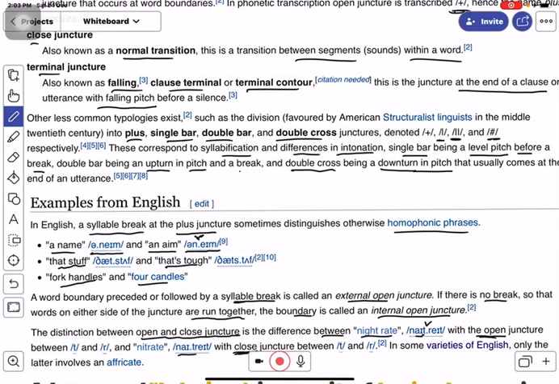In some varieties of English, only the latter involves an affricate. So the latter, as in the closed juncture, involves an affricate. And that's all that was for juncture.